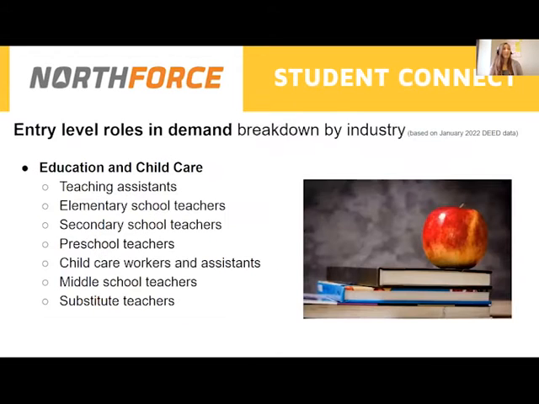Just to give you a little bit of an idea of the landscape right now, what we're looking at since the beginning of the year. So these are some entry-level roles in demand, and the breakdown is by industry. We actually have the breakdown of these by basically any industry that you can think of. I chose just a couple to highlight here today. So education and childcare are one of the industries that I wanted to look at. What are those entry-level roles that are in demand? And as you can see, teaching assistants, elementary school, secondary school teachers, preschool teachers, pretty much anything you can think of. Education and childcare are definitely looking for people in our region.